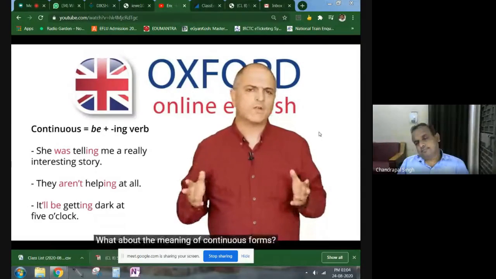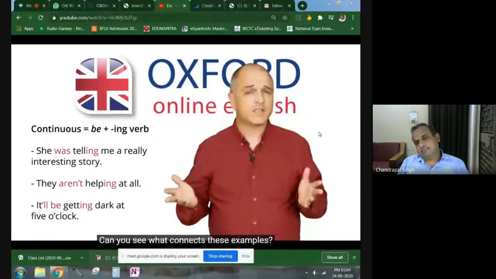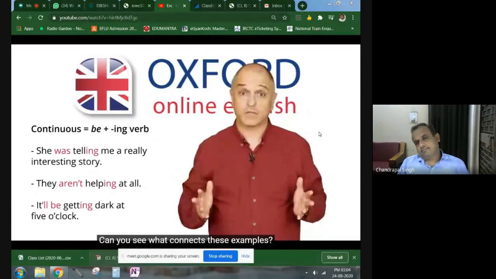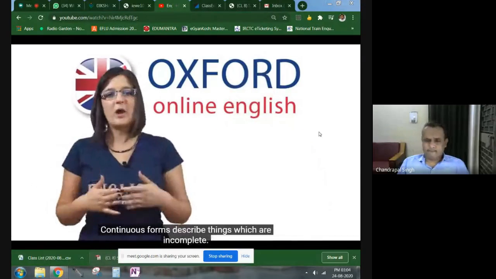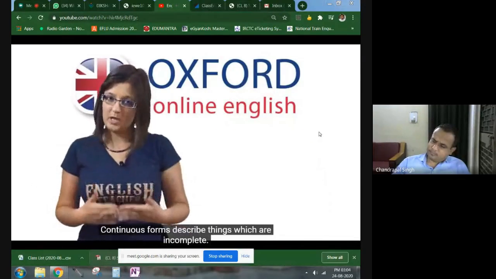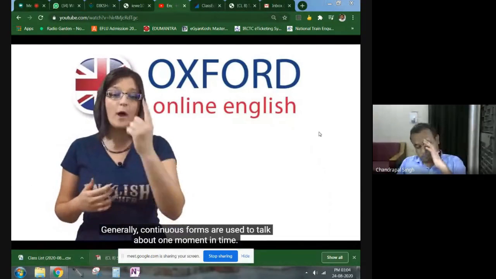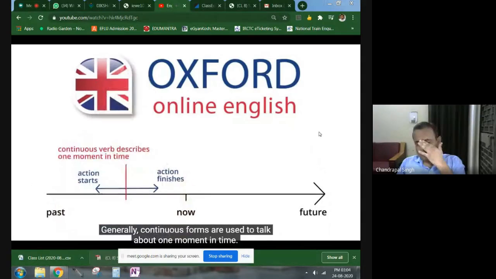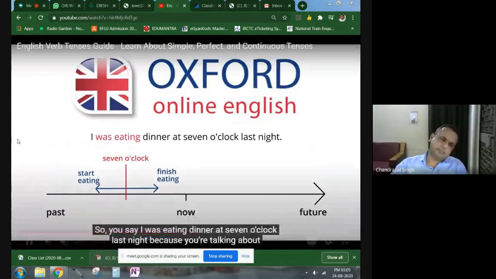What about the meaning of continuous forms? Can you see what connects these examples? Continuous forms describe things which are incomplete. Generally, continuous forms are used to talk about one moment in time. So, you say, I was eating dinner at 7 o'clock last night because you're talking about a moment in time.